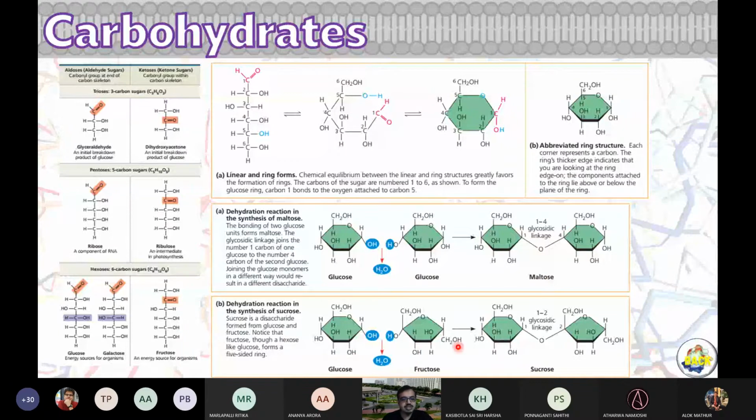And fructose, as it is a ketone, it forms a 5-membered ring. It doesn't form a 6-membered ring. So that means ketose hexoses, meaning those who are ketone-based carbohydrates are called ketoses. They can have a 5-membered ring.